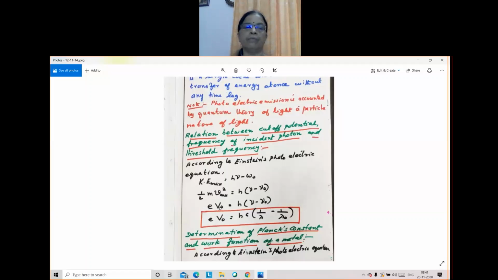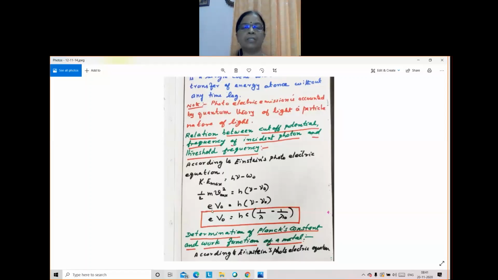Therefore, we know half m v max square is e V zero. E is the charge of the electron. V zero is the stopping potential applied. So when the stopping potential is applied, all the electrons are stopped. Maximum kinetic energy is converted into potential energy. That is why we have taken equal. When we apply a stopping potential, all the electrons are stopped. That means kinetic energy is stopped. Then only it will have potential energy.